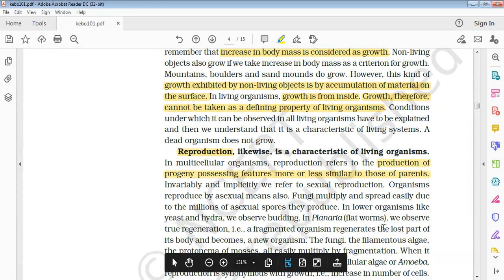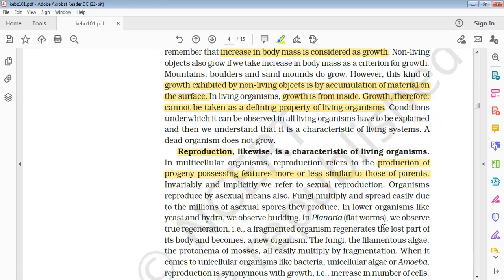You can understand this, for example, with a mango sapling. That will grow and it will become similar to the parent mango tree. So in multicellular organisms, the progeny will possess features that are more or less similar to those of parents. Invariably and implicitly, we refer to sexual reproduction. Reproduction can occur either by asexual means or by sexual means. In sexual reproduction, a little variation can occur, but in asexual reproduction, no variation will be observed.